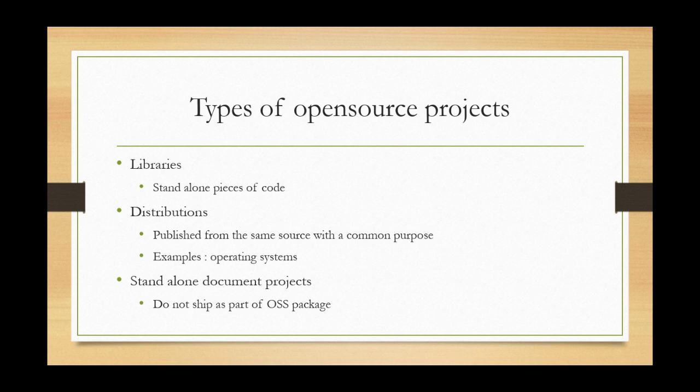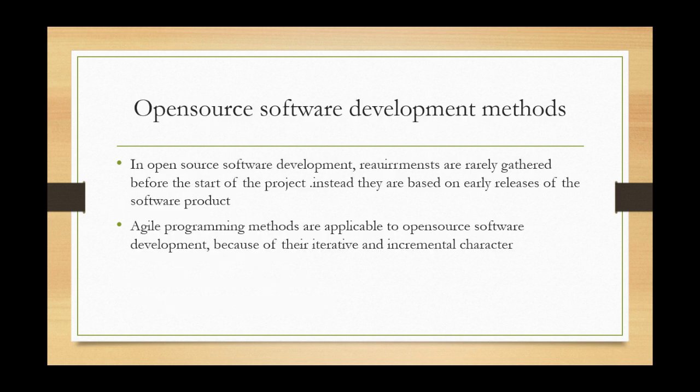The last type of open source project is the standalone document project. These items usually do not ship as part of an open source software package. The Linux Documentation Project, for example, hosts many such projects that document various aspects of the GNU/Linux operating system. So those are the types of open source projects: libraries, distributions, and standalone document projects.